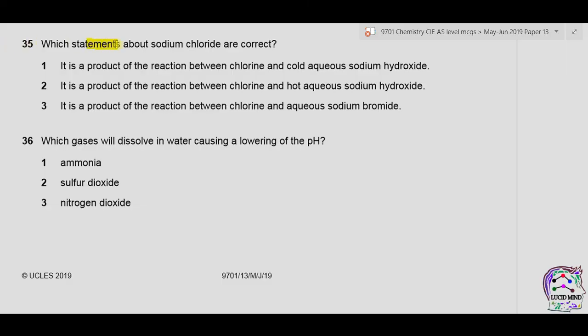Question 35. Which statements about sodium chloride are correct? 1. It is a product of the reaction between chlorine and cold aqueous sodium hydroxide. Now we can write the reaction. We have chlorine and cold aqueous sodium hydroxide. The products formed will be sodium chloride, NaClO and H2O. So as sodium chloride is formed, 1 is correct.